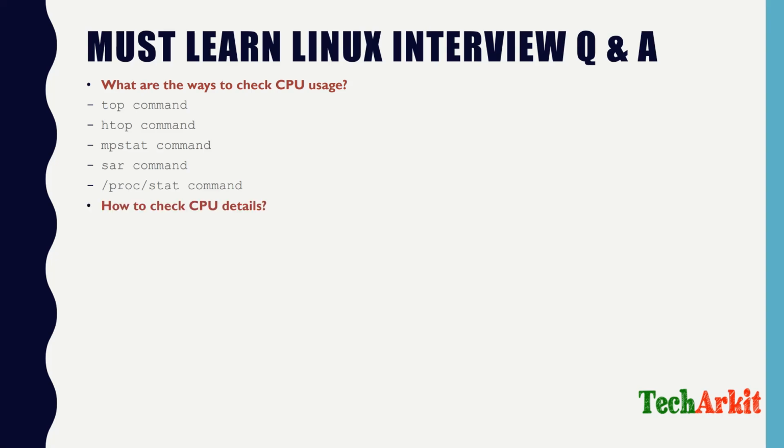Let's see what the next question is. How to check CPU details, like the CPU configuration? What is the CPU model and everything, how can you see that? lscpu is the command which can provide you the CPU information, or you can also use /proc/cpuinfo, which can also provide the CPU information, like what the CPU config is, what the CPU model is and what the clock speed is. Everything can be seen with those two commands.